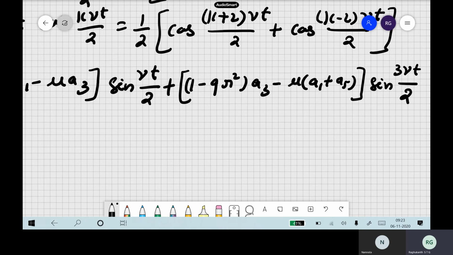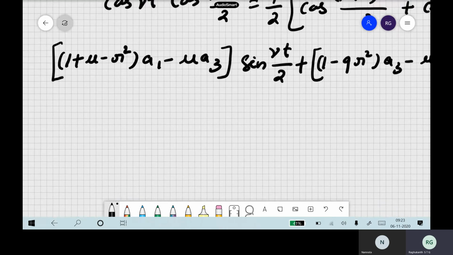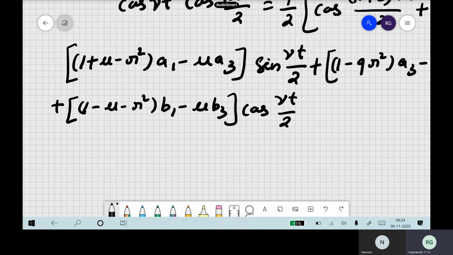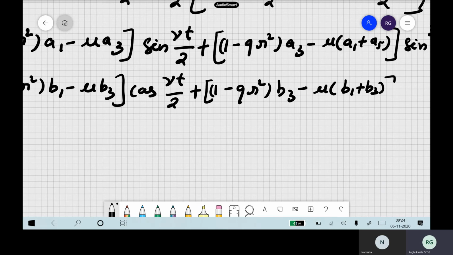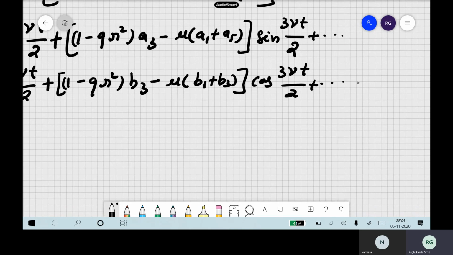Like this a terms will come, a1, a2, you followed, right, which are anyway the coefficients of the sine terms. Then similarly we have this which corresponds to b. So 1 minus mu minus r square multiplied by b1 minus mu into b3. Cos terms also will be there, nu t by 2, plus 1 minus 9 times r square, say, b3 minus mu times b1 plus b5, so cos of 3 nu t by 2. Like this you will get several terms equal to 0.